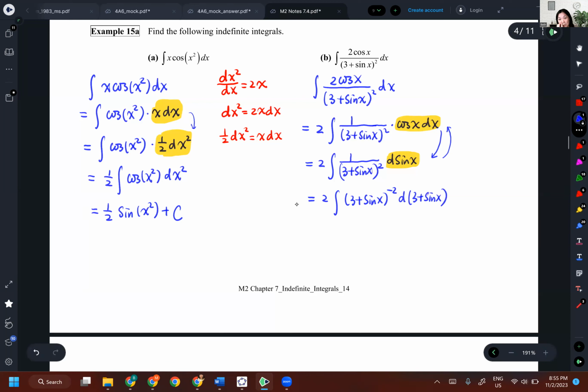That's another substitution. This time I'm adding 3, so nothing should be adjusted. Just adding 3 is fine. And then I can use the power rule again. I don't know if you still remember the power rule.